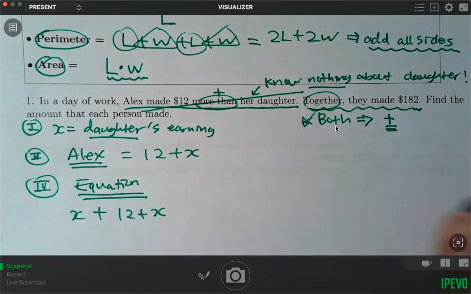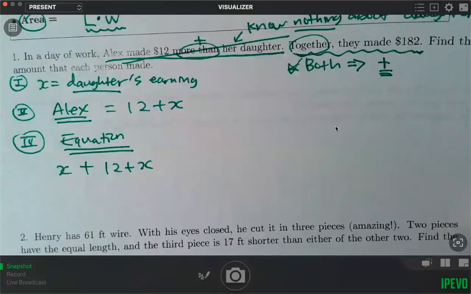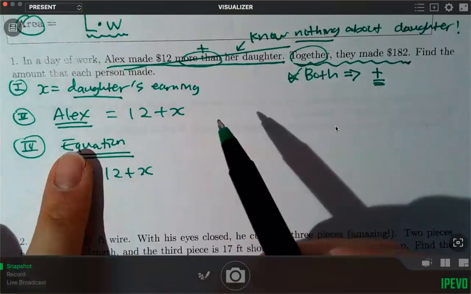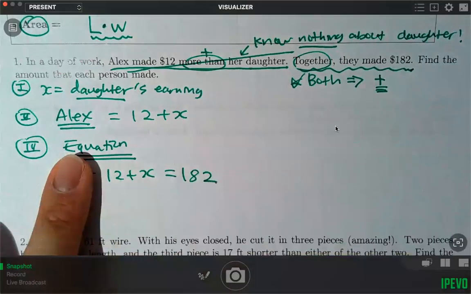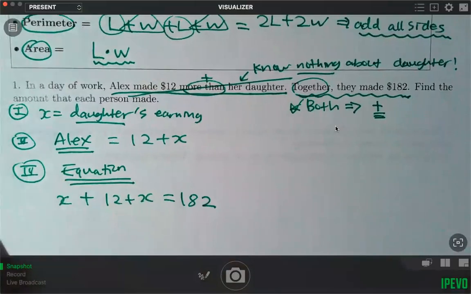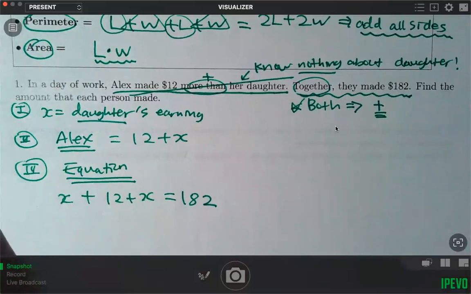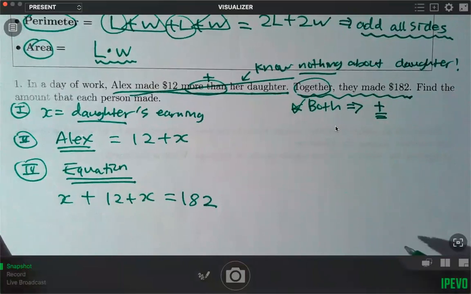Okay, the common mistake that people make is to only say 12 plus X is equal to 182. Not X plus 12 plus X. And then they get a totally different answer. So together means both, which means the sum of their earnings. So it's X plus 12 plus X, which is equal to 182.